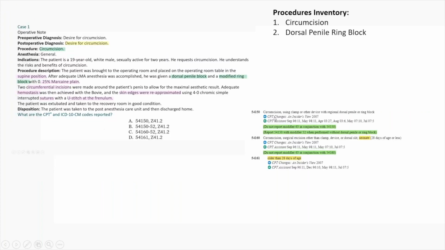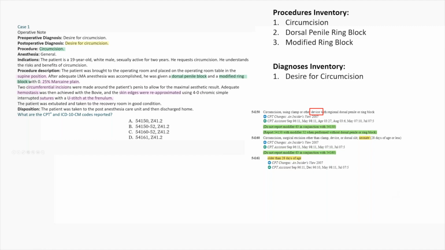In the procedure inventory, we have a circumcision. What else happened here? A dorsal penile block was given, and a modified ring block was also given. In the diagnosis inventory, we have a desire for circumcision. Now we have three codes for this scenario, and let's look at what code 54150 is coding for. It states a circumcision using clamp or other device. It's very important. These are the details I was mentioning previously. This is for a circumcision using the clamp or other device, though it is also done with a regional dorsal penile or ring block, but it is mainly for the one using the clamp or other device.